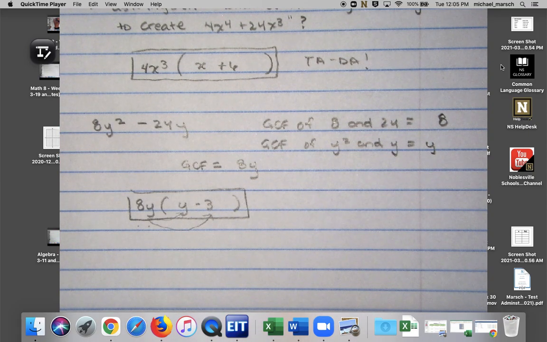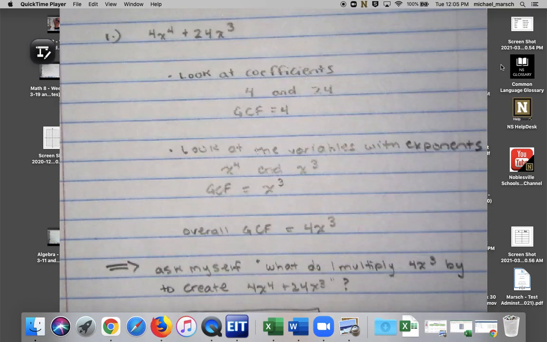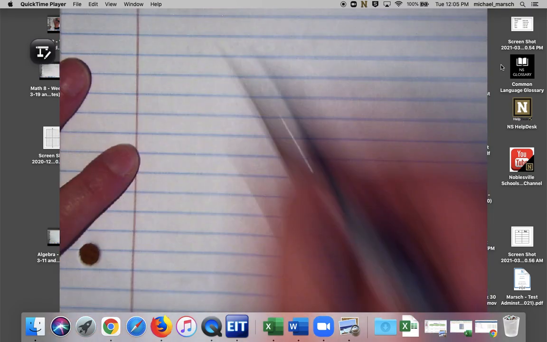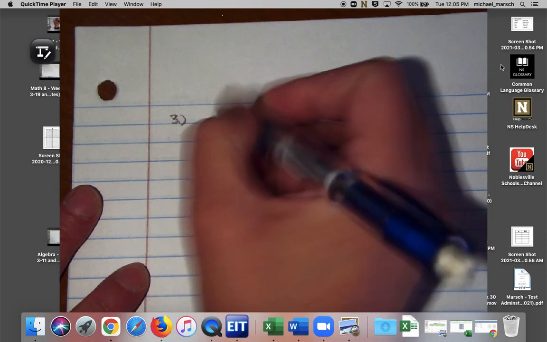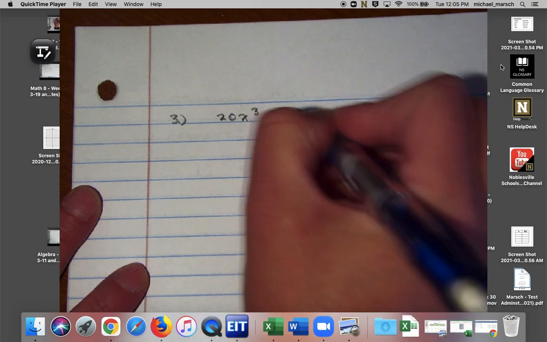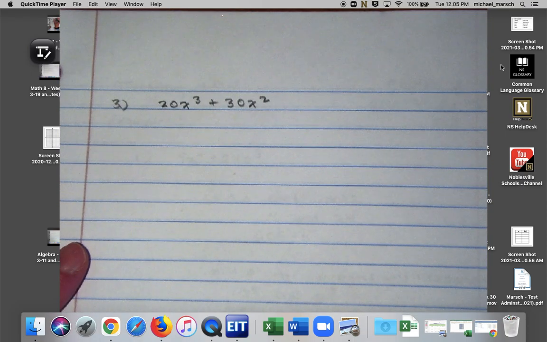Yep. So we're going to do a few more practice ones. Next page for me. We've got 20x to the third plus 30x squared.